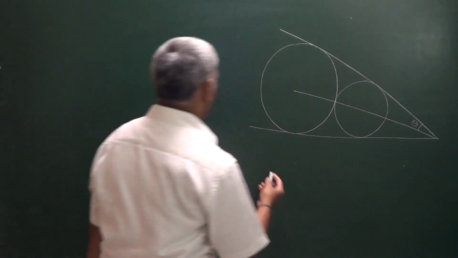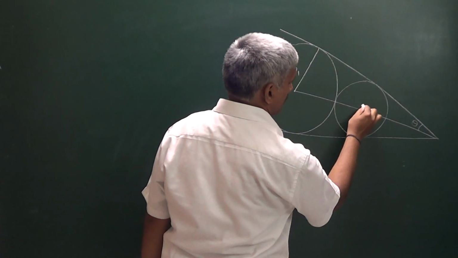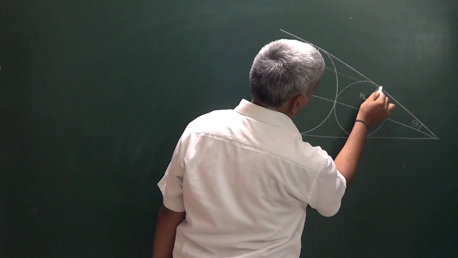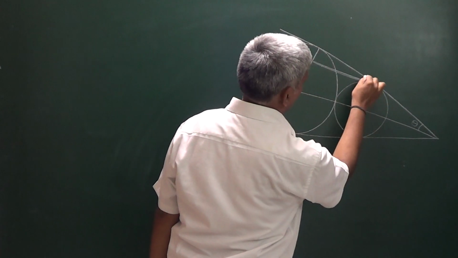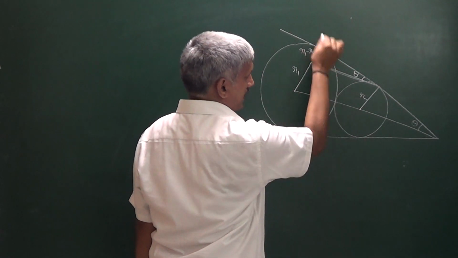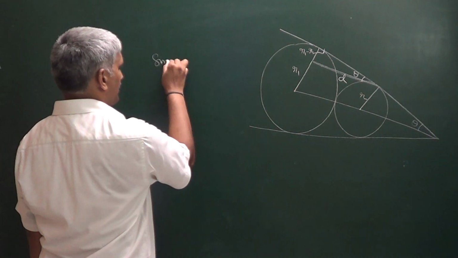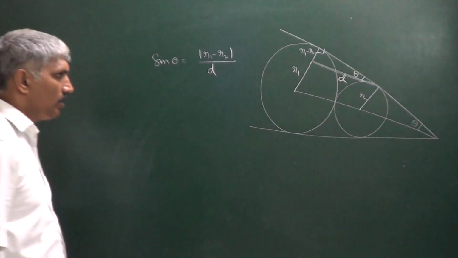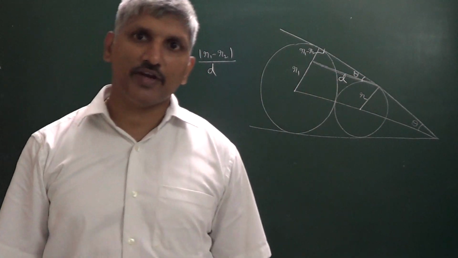As we discussed earlier, if this is R1 and this is R2, then this angle is theta. Now this distance is equal to r1 minus r2. This is a right angle. D is the distance between the two centers. There we wrote sin theta is equal to the difference of the radii, that means r1 minus r2 divided by d. So if you know theta, then 2 theta is the angle between the direct common tangents.